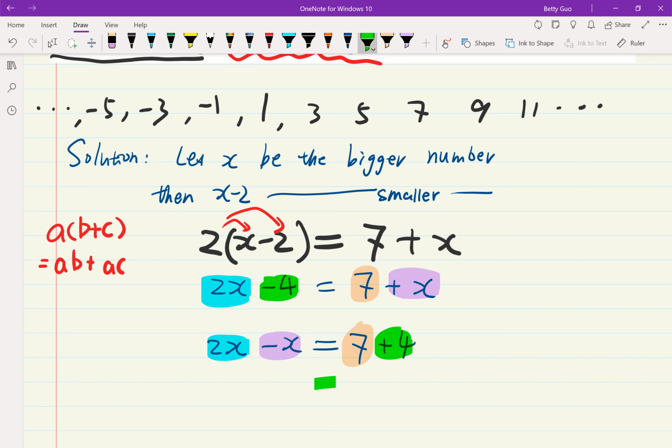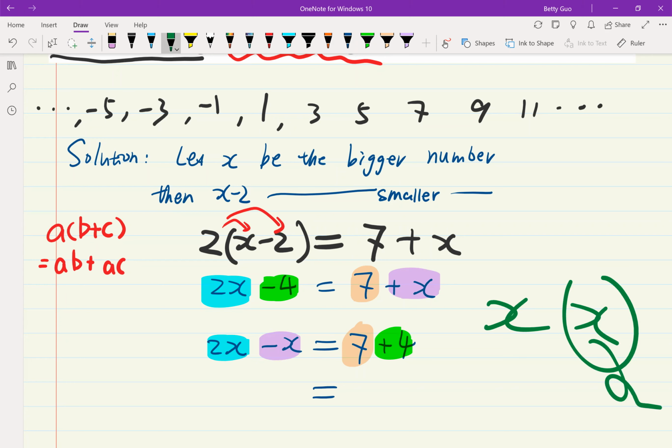Okay, so why did we do that? Because we have to collect like terms in order to combine them, right? We cannot combine like terms when they are on different sides of the equation. Now the like terms are on the same side. On the left, we have 2x minus x. What is 2x minus x? You have 2x, I take away 1x. Does that make perfect sense? 2x minus 1x, you have 1x.